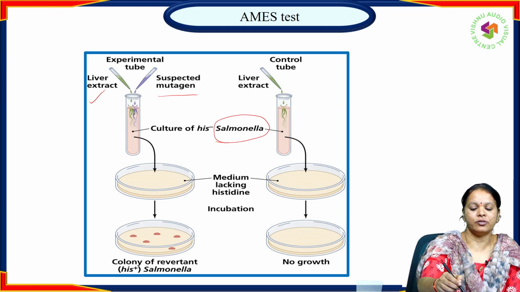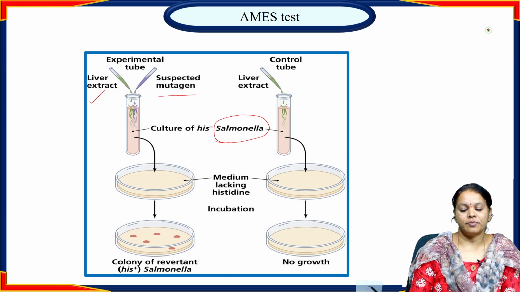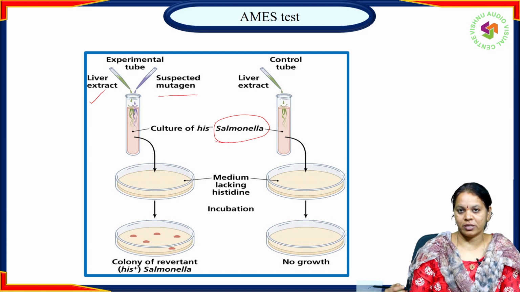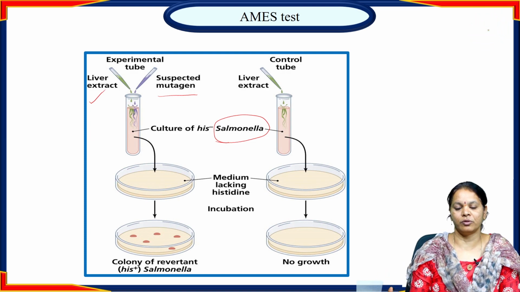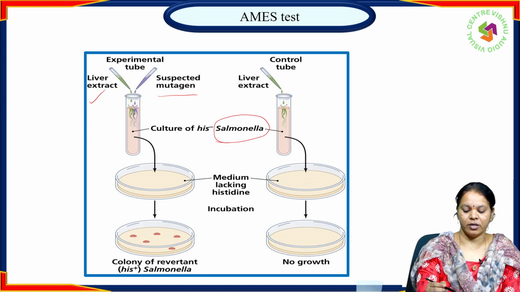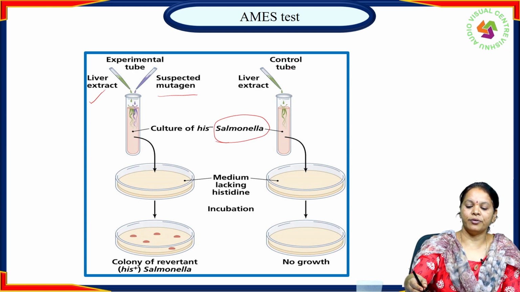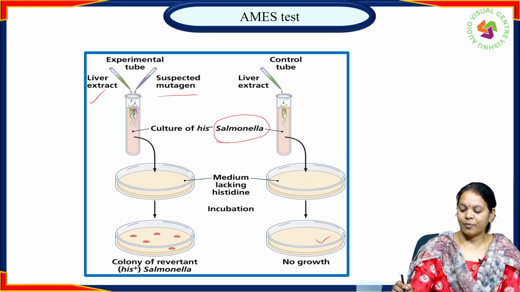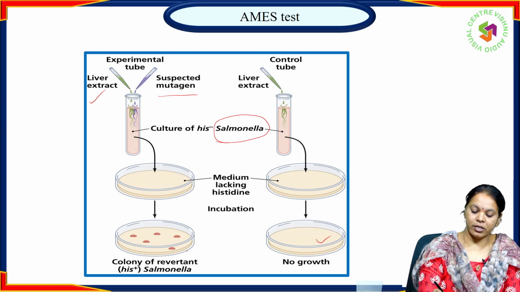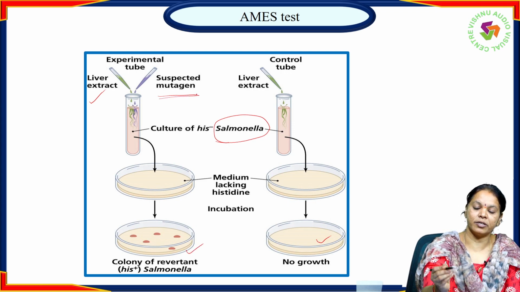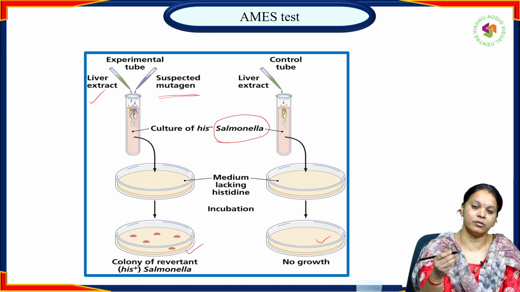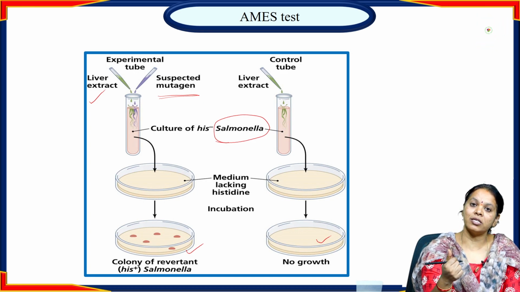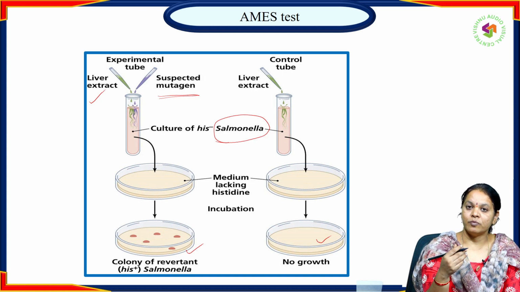In the experimental test tube, we will be using the suspected mutagen, whatever the suspected mutagenic reaction is going to be, and then we mix it with the standard, that is the salmonella. Where we have only the control with liver extract and no mutagen added, we don't get any abnormal tissue growth. But in the culture plate where we have added the suspected mutagen, is there any chance for the cell to get this mutational change or not?